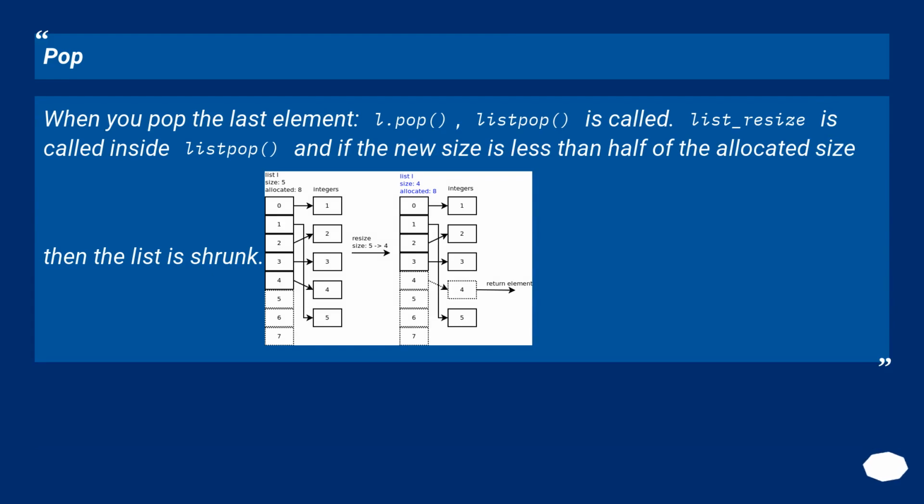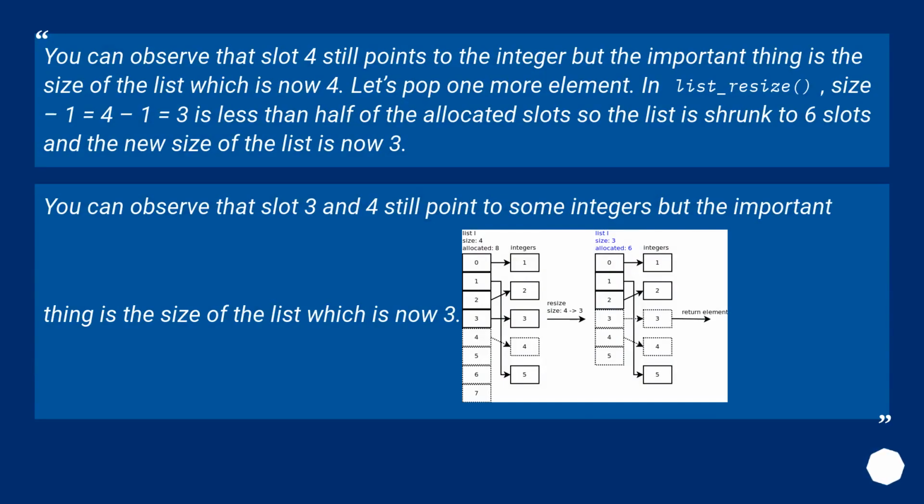Pop. When you pop the last element, l.pop(), listpop is called. list_resize is called inside listpop, and if the new size is less than half of the allocated size, then the list is shrunk. You can observe that slot 4 still points to the integer, but the important thing is the size of the list, which is now 4. Let's pop one more element.